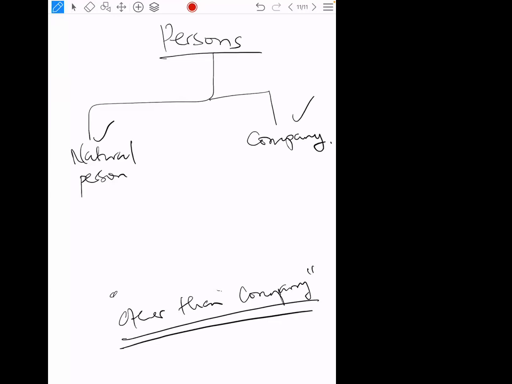We've got two people. The natural person, yes. So "other than a company" is actually referring to a natural person. They like this in the text. It's not clear-cut, it's not straightforward. They are referring to a natural person. But unfortunately, we cannot cancel that one and put "natural person."